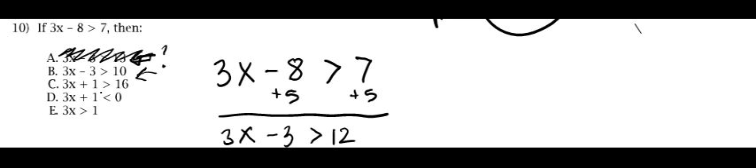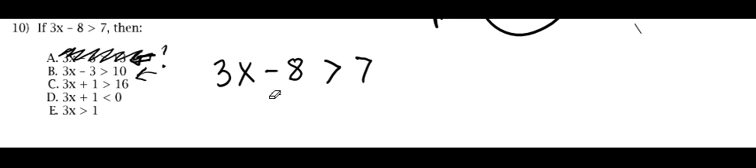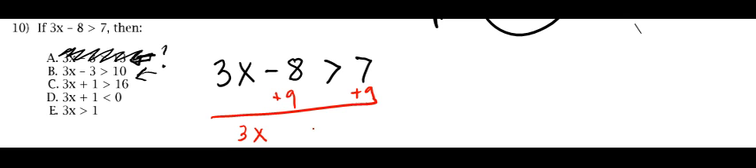Okay. Let's get one to look like 3x plus 1 and see what that looks like. To get this into a plus 1, I'm going to have to add 9 to both sides. Got to be a little tricky. And when I do that, I get 3x plus 1 is greater than 16. Look at that. We just found one that was true. I was thinking they're being extra tricky on this one. 3x plus 1 is greater than 16.